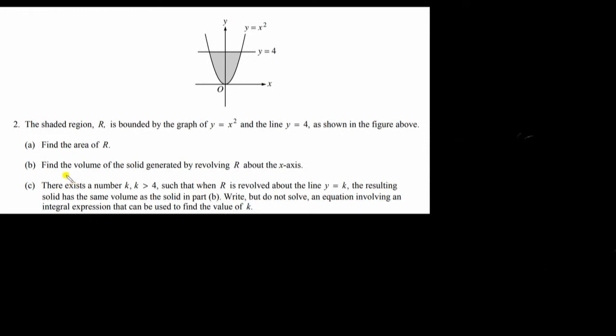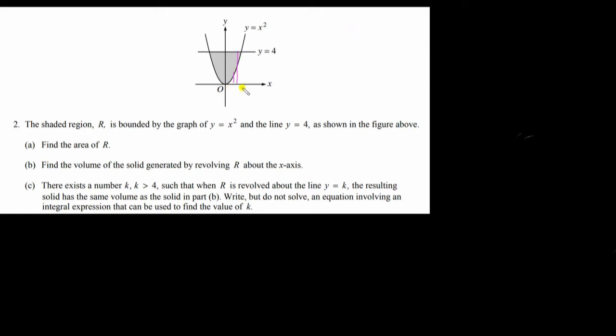Okay, so part B, find the volume of the solid generated by revolving r around the x-axis, or around this line here. First, let's identify our two radii, and we're going to have two radii because we have these two separate curves that are both a different distance from the axis. So we have one radius right here, the small radius, which goes from the x-axis to the parabola. And then we have the second radius, which goes from the x-axis to the line y equals 4. And let's identify the lengths of the two radii.